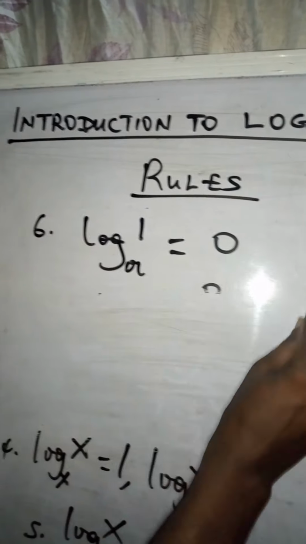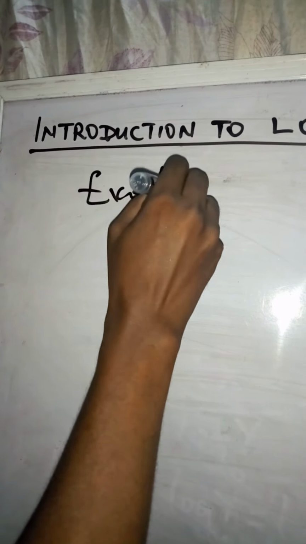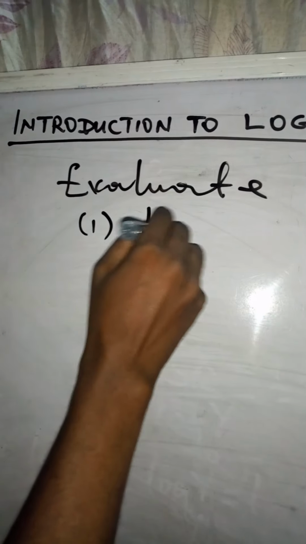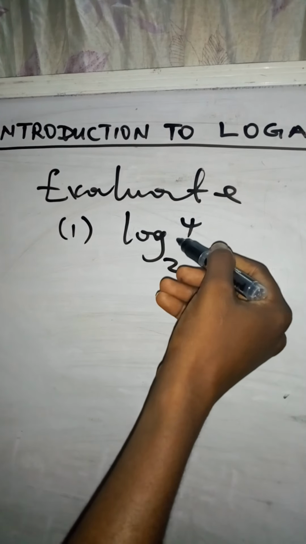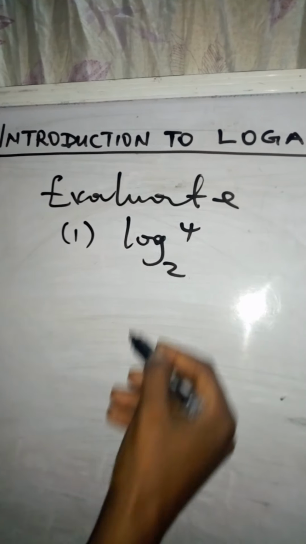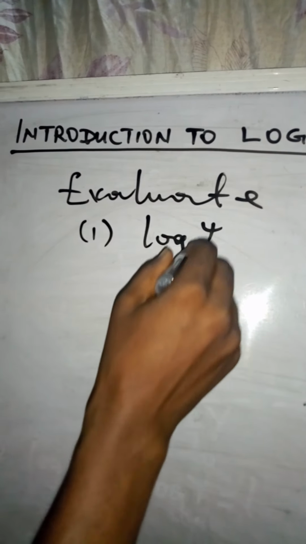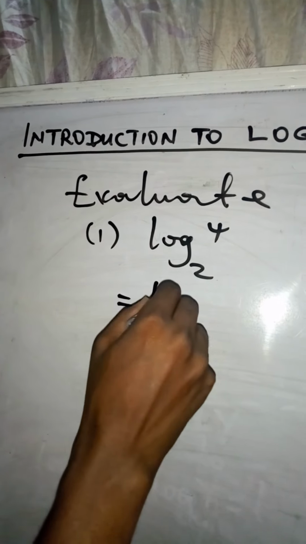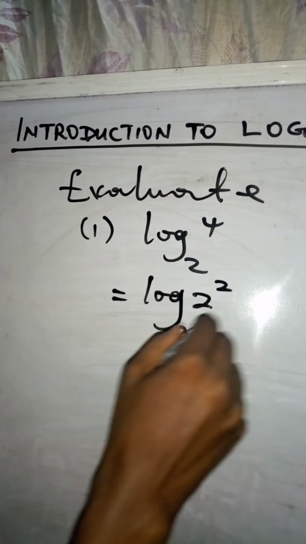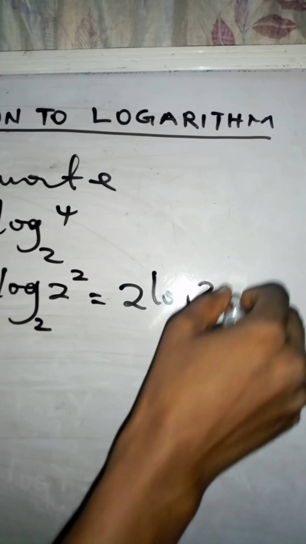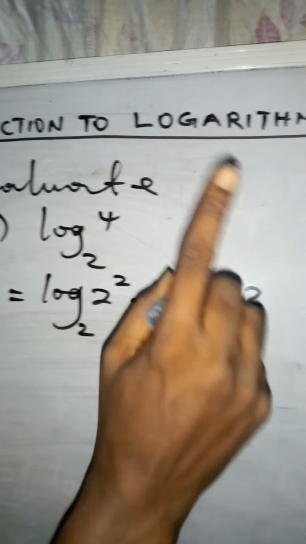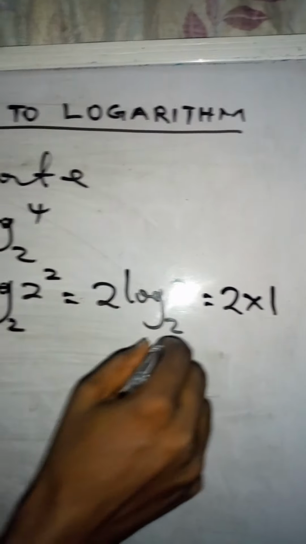So based on what we have learned so far, we can quickly solve some problems in logarithm. Now let's look at the following problem. We are asked to evaluate log 4 base 2. To evaluate log 4 base 2, you look at the base. Since the base and the number are related in multiples, we can say this is equal to log 2 raised to the power of 2 base 2, and that is 2 log 2 base 2. And remember that log of a number to itself is 1, so we have 2 multiplied by 1, and the answer is 2.